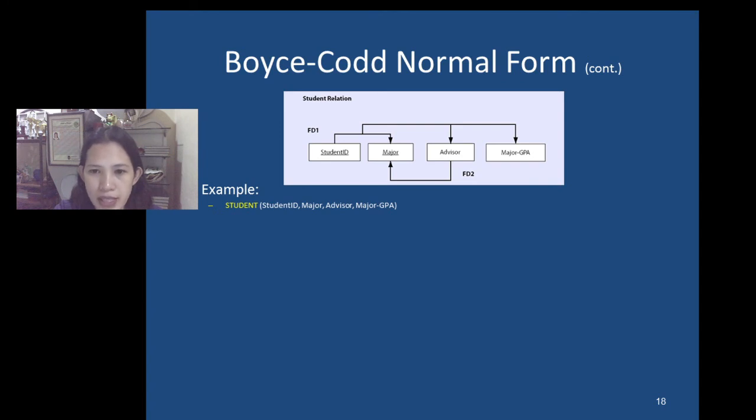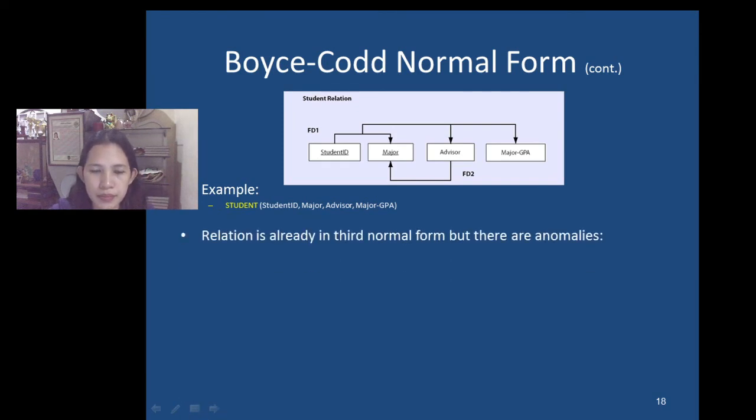An advisor should only handle one major. So that means one advisor determines a major. The relation is already in third normal form, but there are still anomalies.